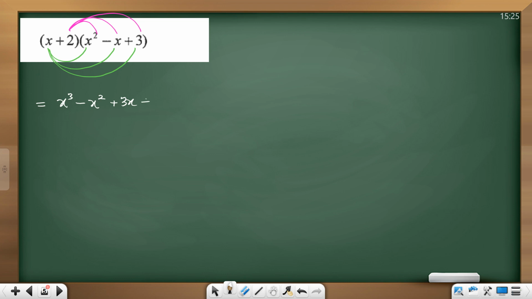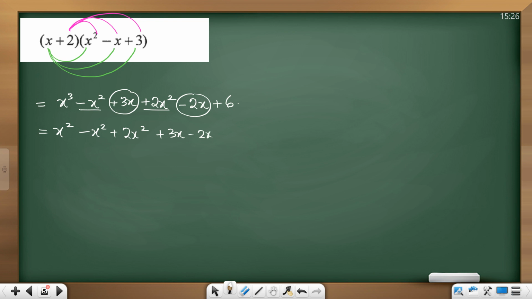2 times x squared is positive 2x squared. Positive 2 times negative x, negative 2x. Positive 2 times positive 3. So we just follow that. Now, are there like terms? Yes, let's arrange all our like terms, that and that, just for you to see. Minus x squared plus 2x squared. Then I have that and that. Plus 3x minus 2x plus 6.